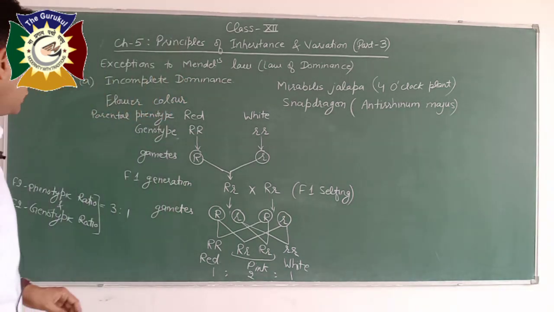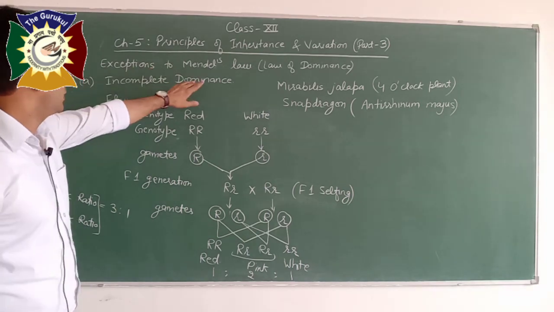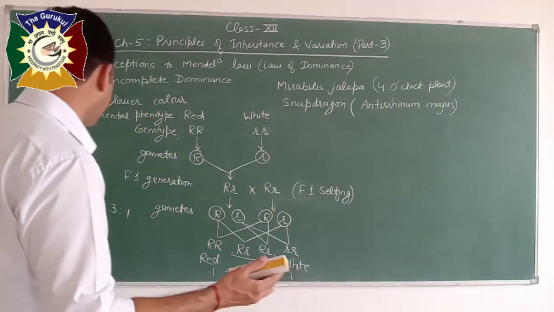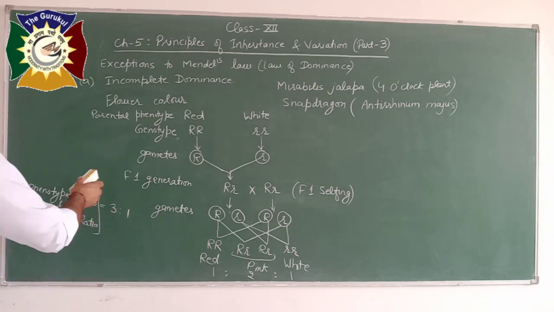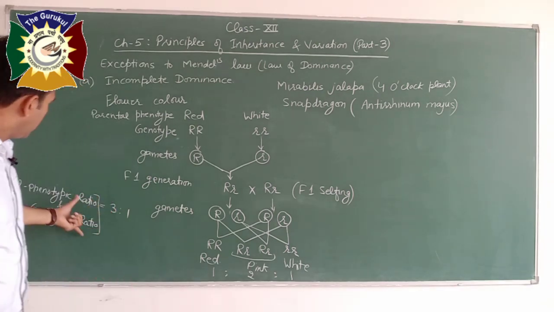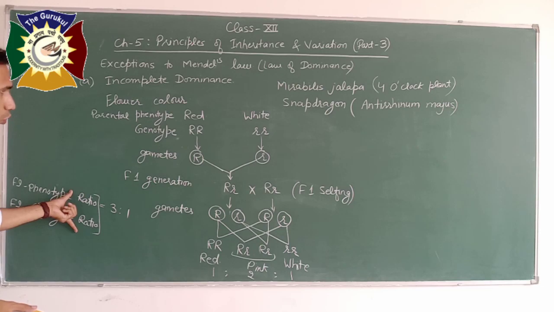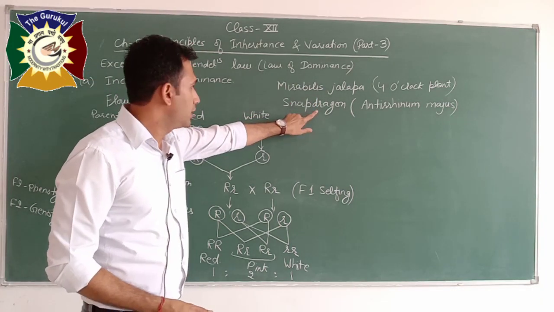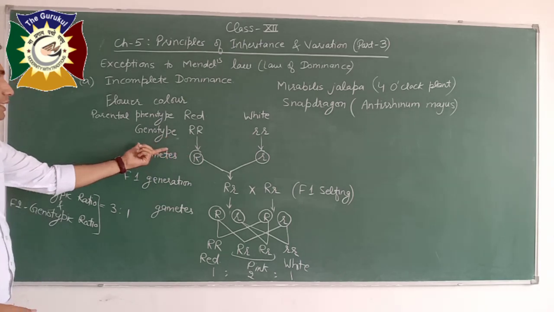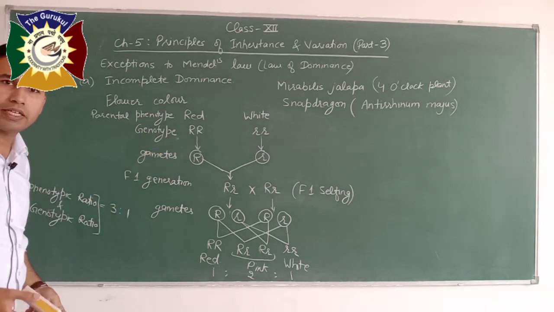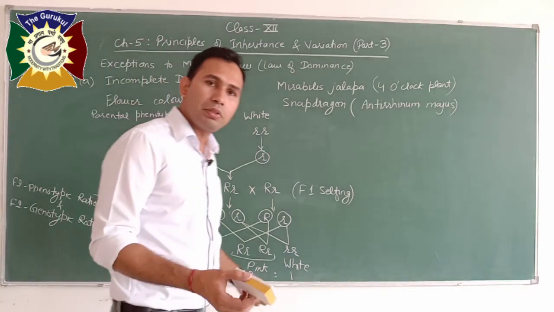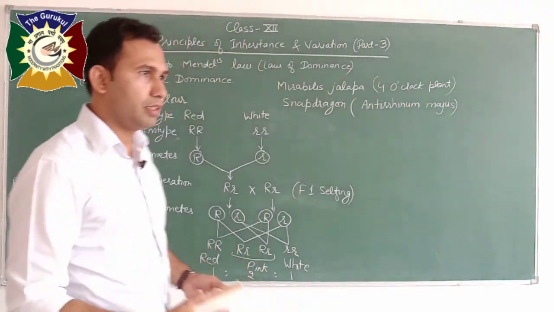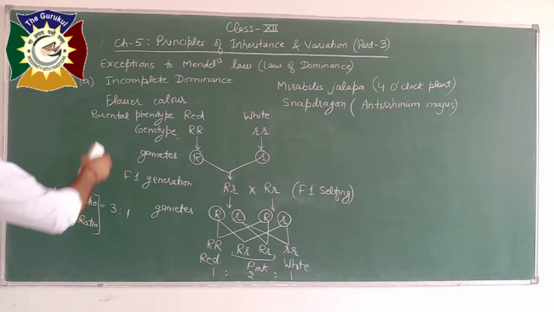So this is all related with incomplete dominance. Most of the time this ratio will be asked, or the name of the plants may be asked in NEET. But in NCERT or CBSE, there may be a 3 marks direct question, that is, what is incomplete dominance, explain with a genetic cross.